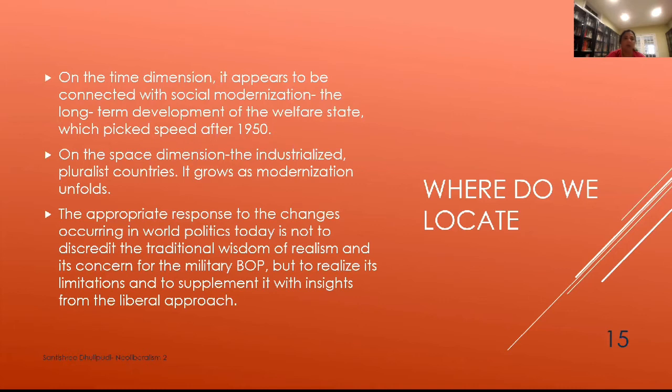Where do we locate? On the time dimension, it appears to be connected with social modernization, the long-term development of the welfare state. All of you must have read T.H. Green and the welfare state, which picked up speed after 1950. On the space dimension, the industrialized pluralist countries, it grows as modernization unfolds.